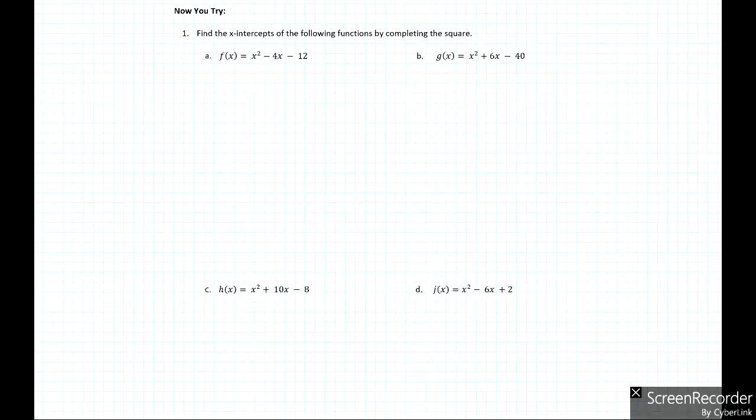Now take some time to complete these problems, and whenever you're ready, you can continue to look at the solution with me.